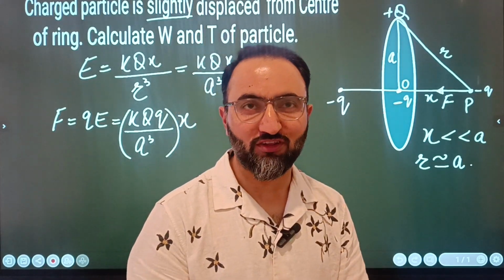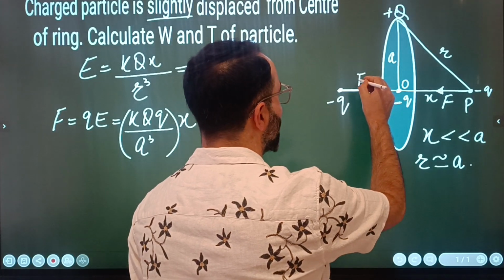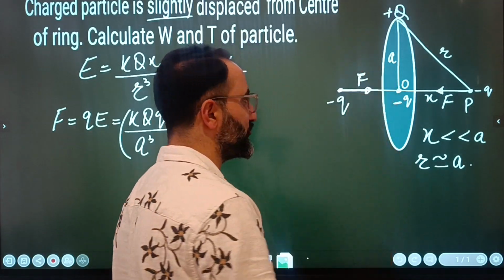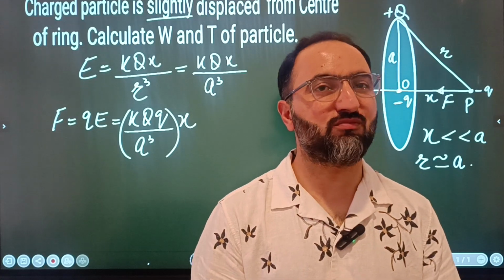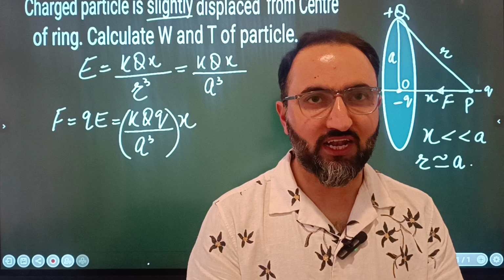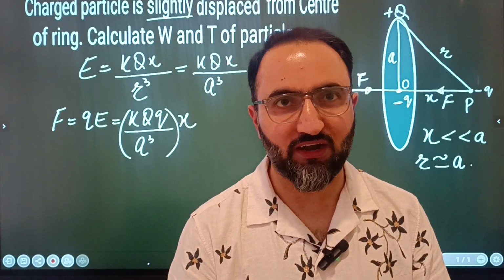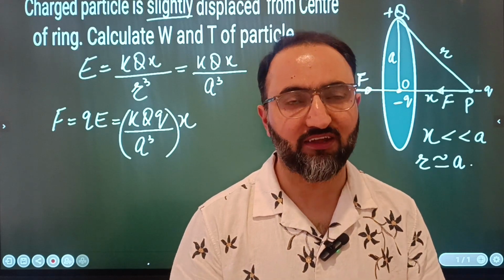Again, there will be the force on this charged particle. Again, that will be directed towards the mean position. So see that this force is always directed towards the mean position, and hence this force is responsible for the simple harmonic motion of this charged particle. Okay. Now, next, what we are supposed to calculate is the angular frequency and the time period. How am I going to calculate that?